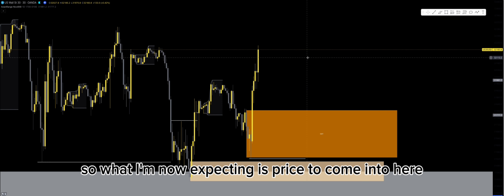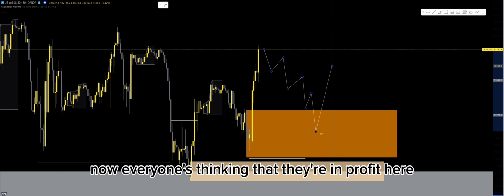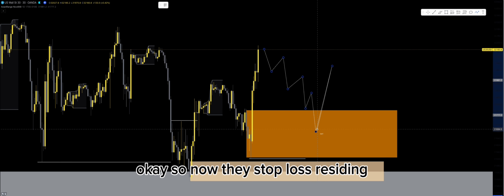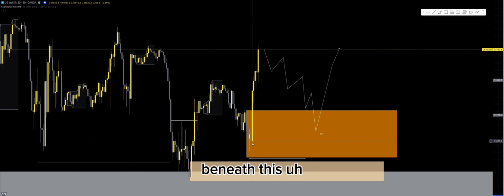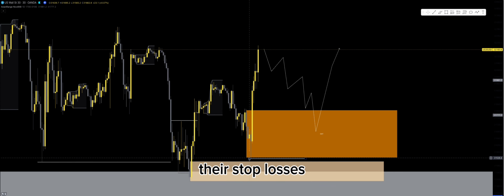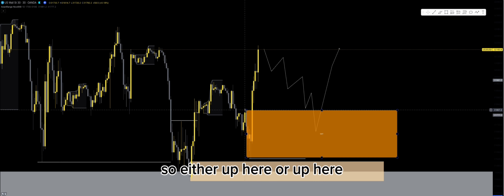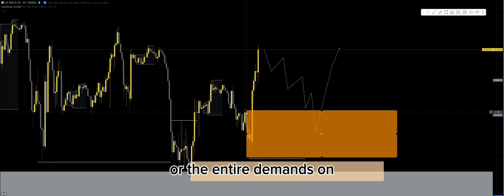What I'm now expecting is price to come into here like so, in a corrective manner, and give some sort of reaction. Now everyone's thinking that they're in profit here, so they go break even. Their stop loss is now residing beneath this order block, because everyone's gone break even. Their stop loss is no longer at the low, right? It's at the entry, either up here or up here, depending on how they want to take the trade.